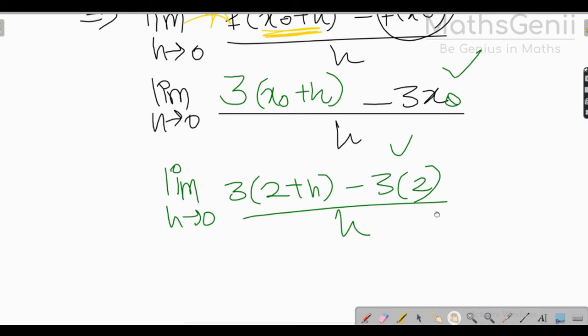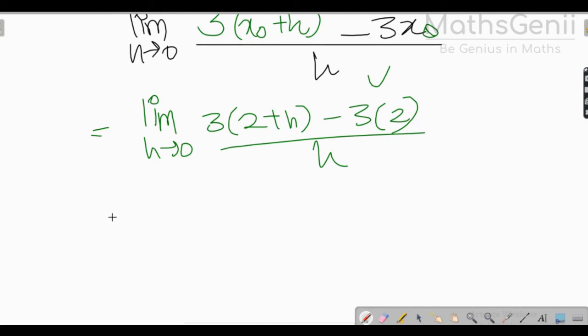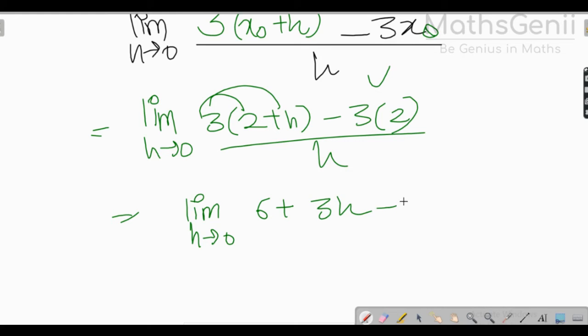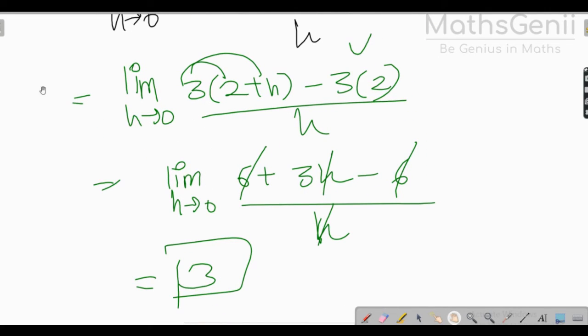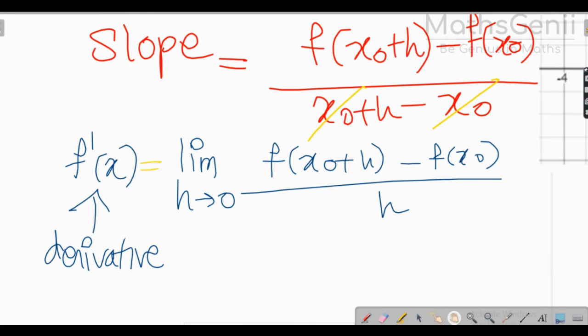Simple. Now what will we do? Simplify. This will go to this, this will go to this. So this will be 3 2s are 6, 3h are 3h, 3 2s are 6 upon h plus 6 minus 6 gets cancelled. What remains is 3h upon h, h gets cancelled. What remains is 3. 3 is your answer. Okay, very simple. Let's move ahead.